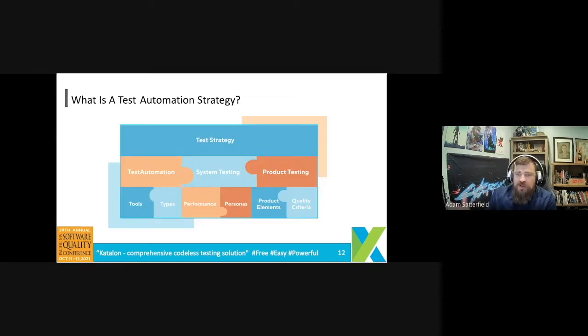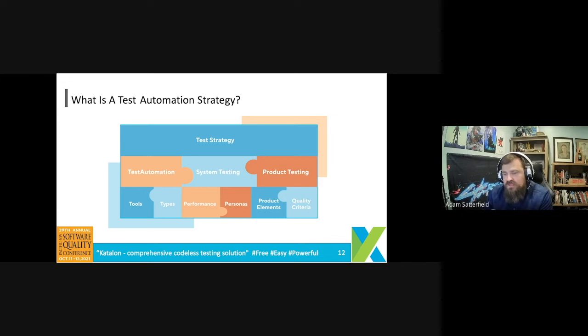Because really, your test automation is simply a piece of your testing strategy that has all of these various bits in here: your tools, types, performance, your quality criteria. And it sits on the same level as your other system testing, your NFR, your non-functional requirement testing, so your performance testing, where you're using a lot of the same data points to drive into the answer of what do we automate, how do we automate it, what technology makes the most sense. But you should have the ability to answer a lot of those same types of questions for your system testing and your product testing as well. So I really love this.